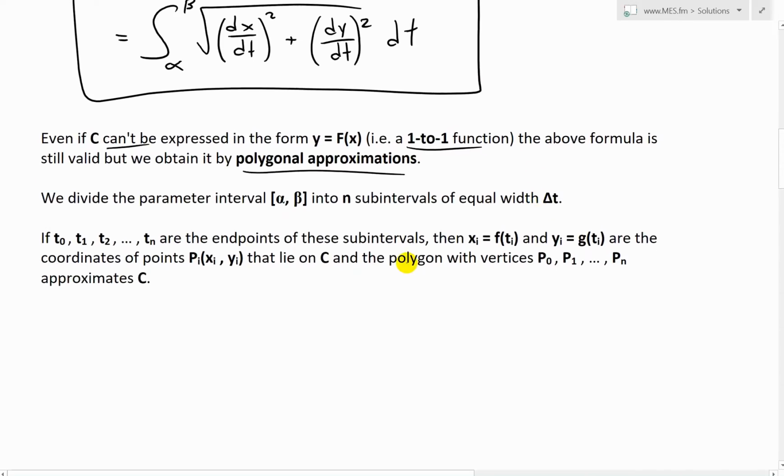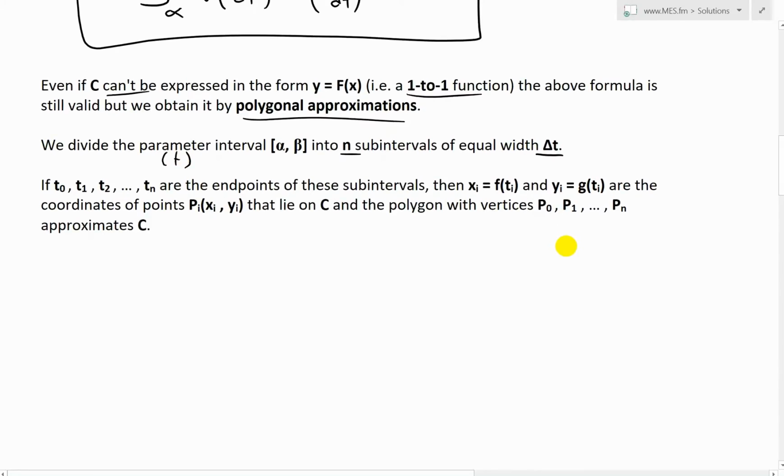So to do that, we divide the parameter interval from alpha to beta into n subintervals of equal width delta t. So we're separating the t parameter into equal delta t pieces, from t0 to t1 to t2, etc., all equal distances apart. If we let t0, t1, t2 all the way to tn be the endpoints of these subintervals, then xi at the ith one is equal to f of ti.